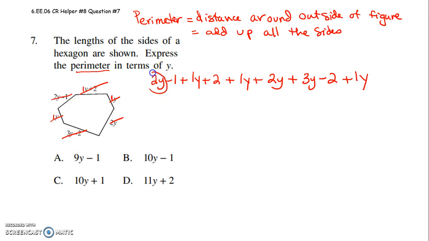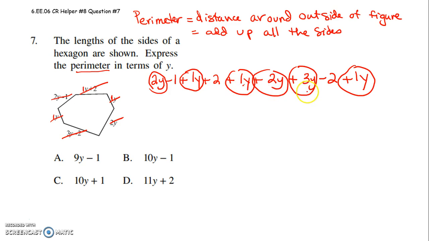So what's 2y plus 1y plus 1y? I'm just combining like terms. Plus 2y plus 3y plus 1 more y. So this would be like 2 yams, and 1 more yam would be 3 yams, and another yam would be 4 yams. 2 more yams would get me up to 6 yams. 3 more yams would get me up to 9 yams, and 1 more yam would get me up to 10 yams.